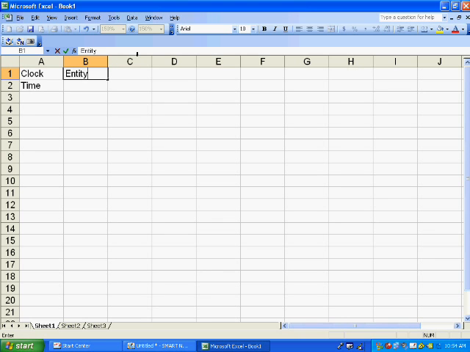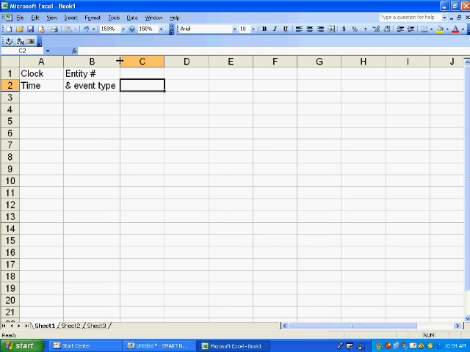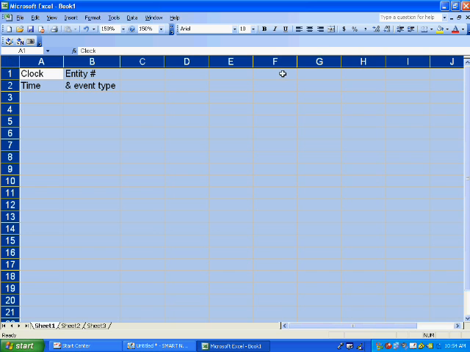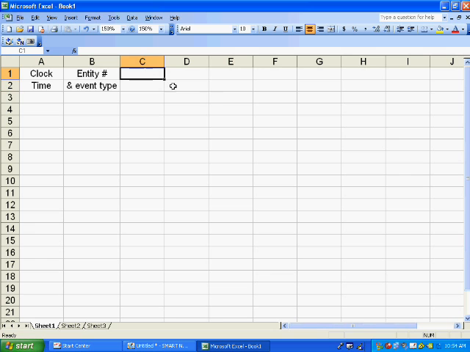Did I spell it right? Entity number and event type. That's too long. Okay. Entity number and event type. I don't like the way this looks. Excuse me for a minute. I'm going to make everything in the center. Yeah, I like that better. Okay.